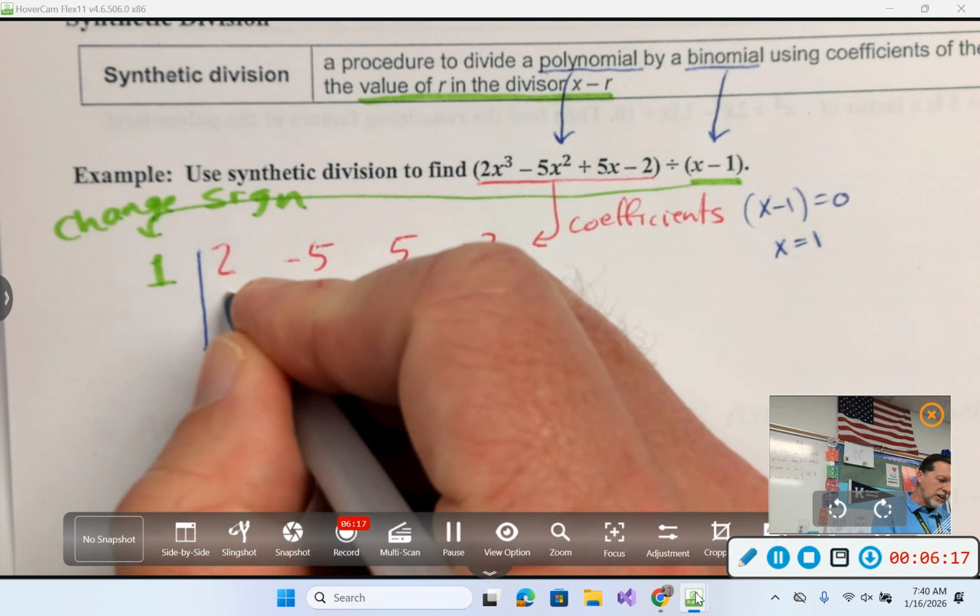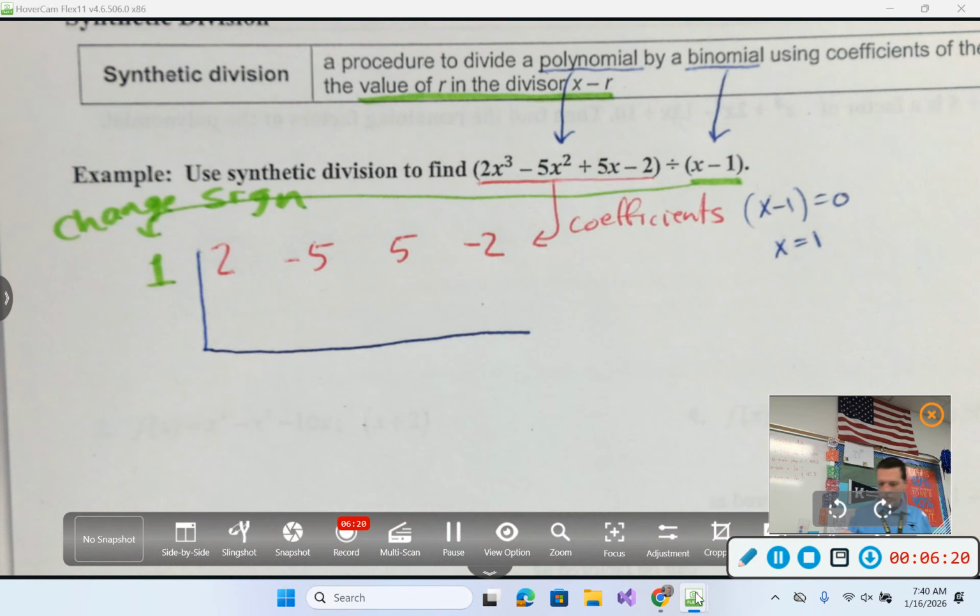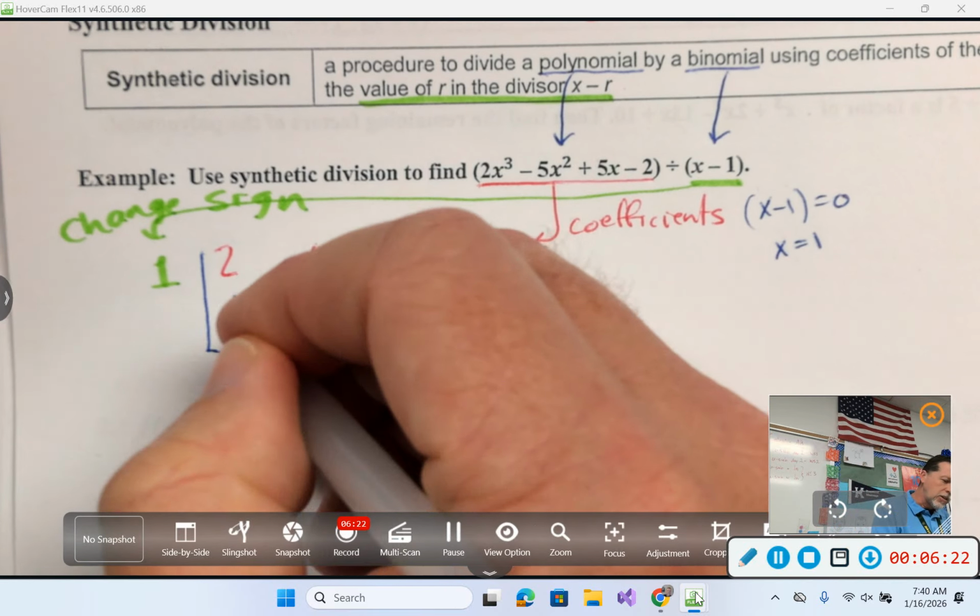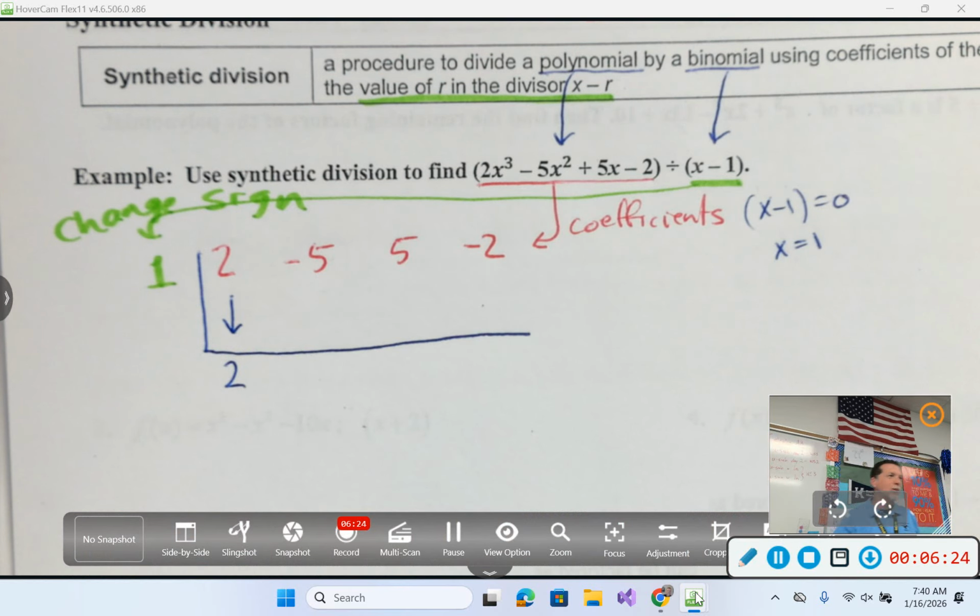Okay, to get started, and it's the easiest step, but sometimes people forget how to get started. You just copy down the 2. Just bring down the 2.